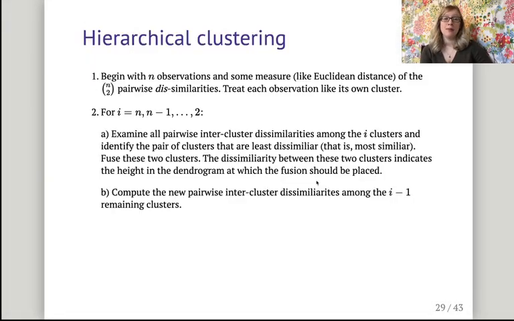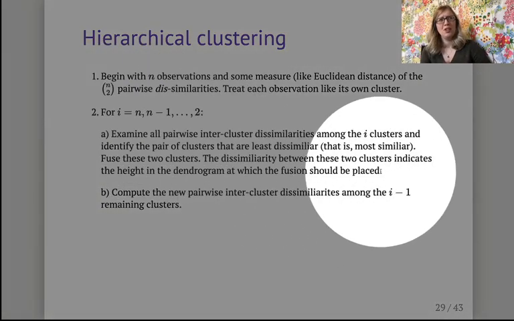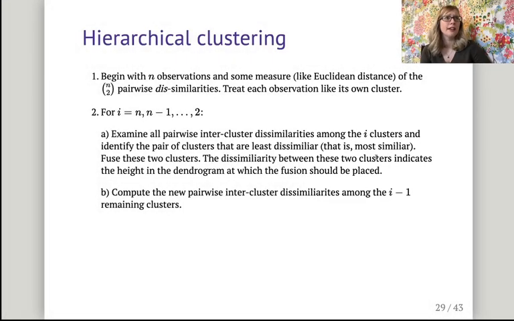Algorithmically, we start hierarchical clustering with n observations and some measure of the pairwise dissimilarities or the pairwise similarities. We examine all intercluster similarities. We identify the pair that are least dissimilar. So the book uses least dissimilar. We look for observations that are similar or close together. We combine those into clusters and then we keep going.